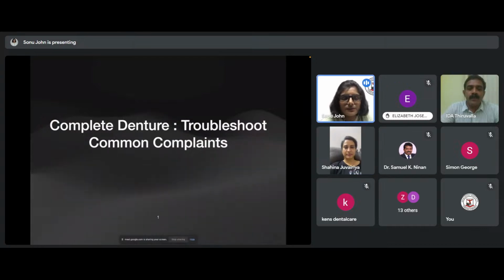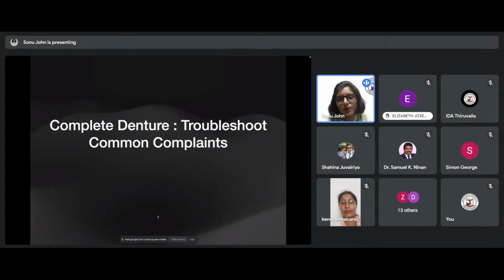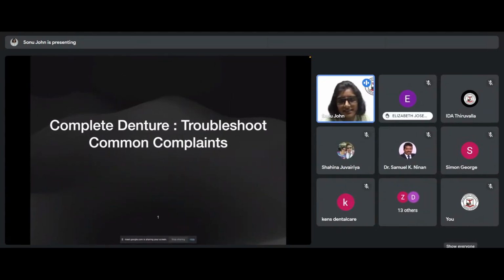So today we will be talking about the topic complete denture, troubleshooting common complaints. Complete denture is a prosthetic modality which most of our edentulous patients opt for if not implants. But after delivering a complete denture, we tend to have a lot of complaints from the patient side, so we need to keep recalling the patient every other month or maybe every other year. So there is continuous follow-up or recall appointments which are required for all our complete denture patients.